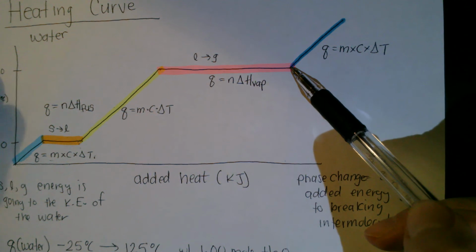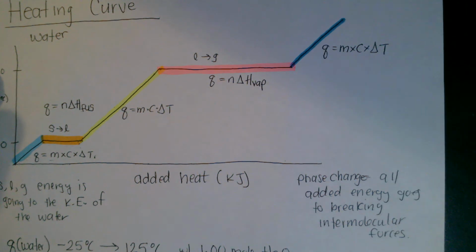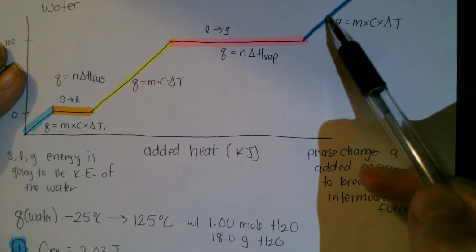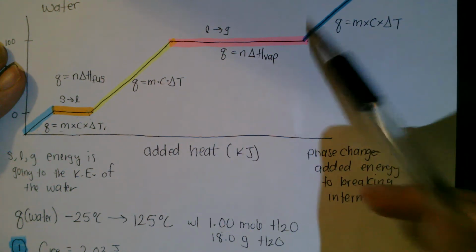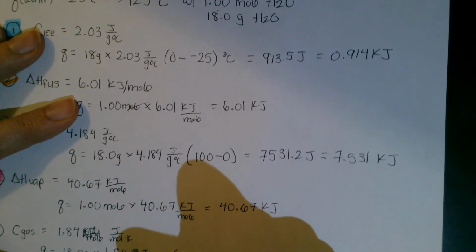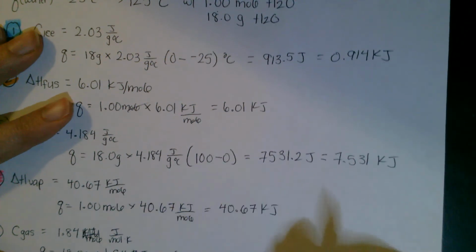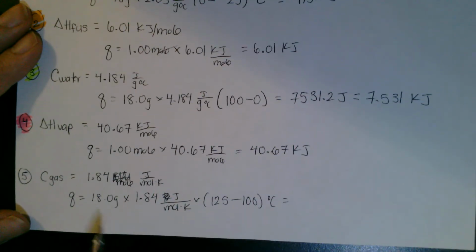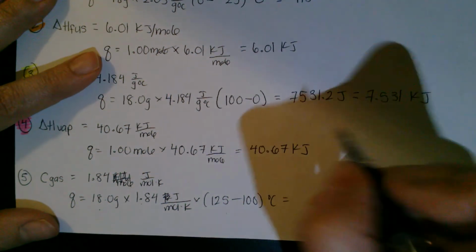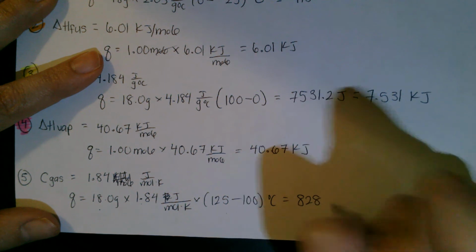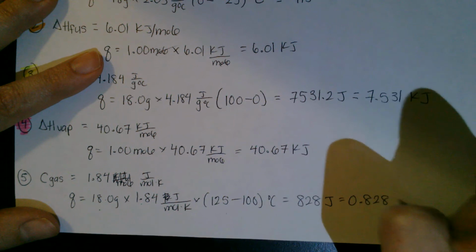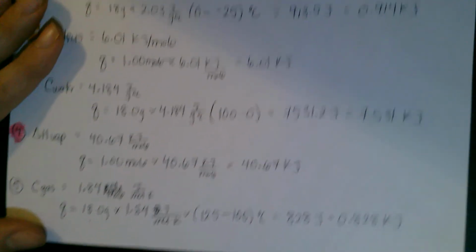So this is 100, and now we're heating up the gas to 125. So we're going from 100 to about 125, so right here on this segment. So final 125 minus initial at 100. Okay, so 18 times 1.84 times 25, a whopping 828 joules, which gives us 0.828 kilojoules.